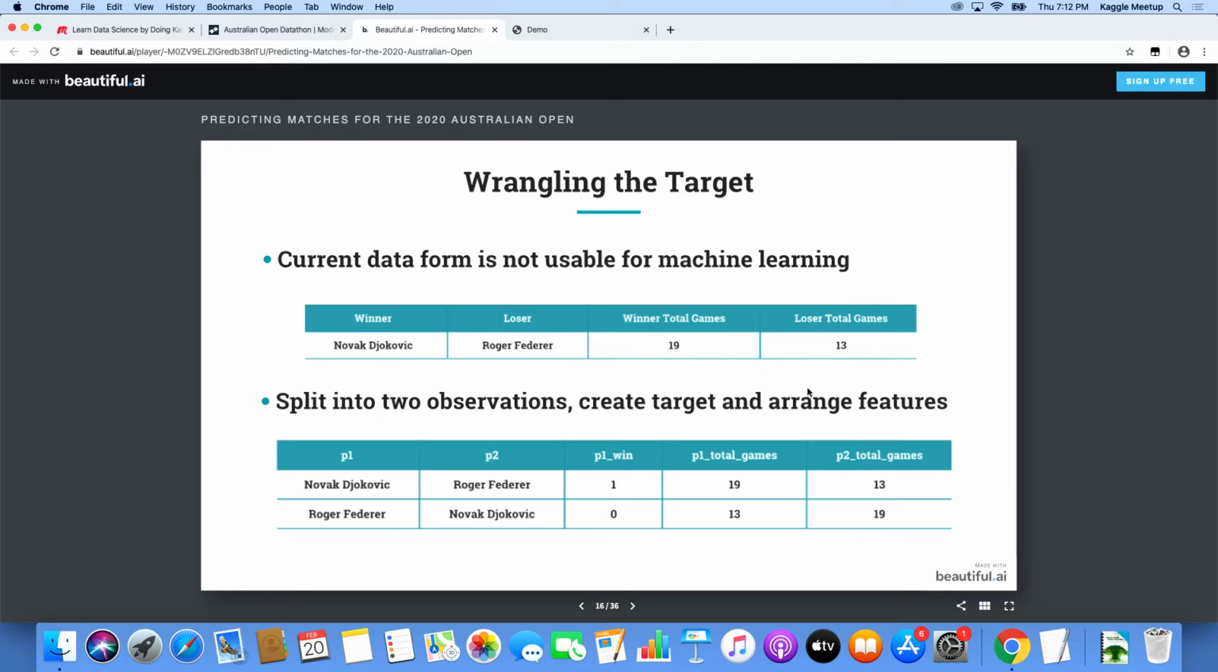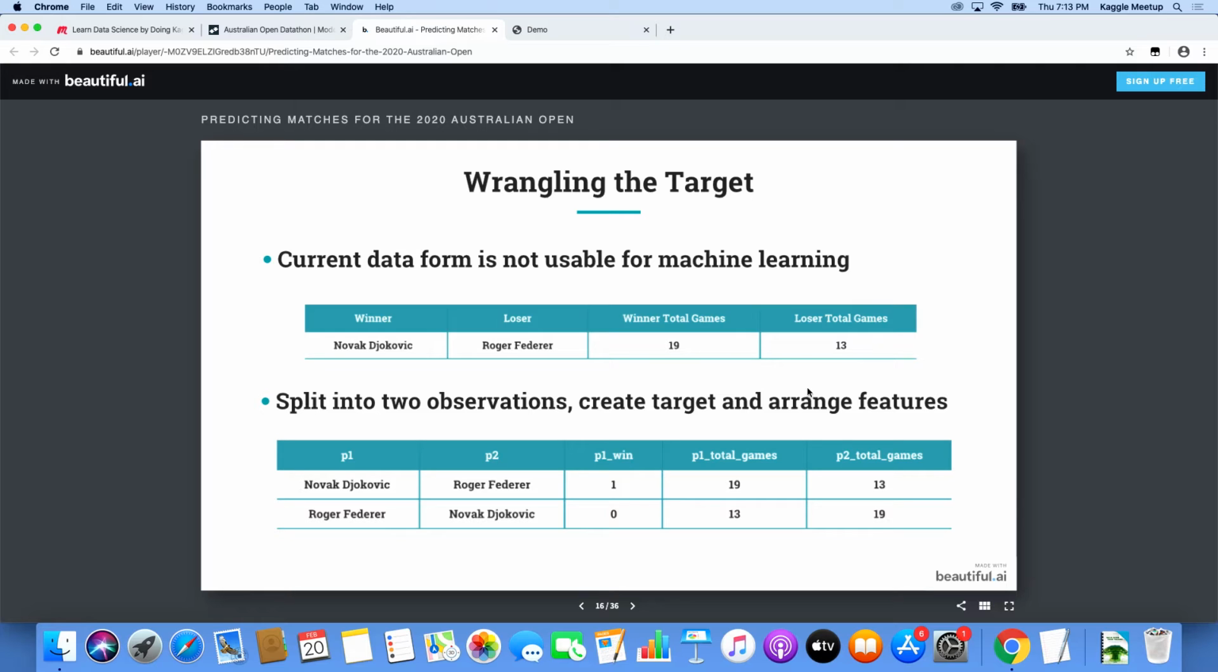So, responding to your question, we have data in the form of winner and loser statistics. We have the names of the winner and loser, but we want to convert it into player one, player two, player one wins. So what I'm going to do here is split each match into two observations, which are flipped or reversed scenarios. For scenario one, we allocate the winner to player one, and for scenario two, we allocate the loser to player one.